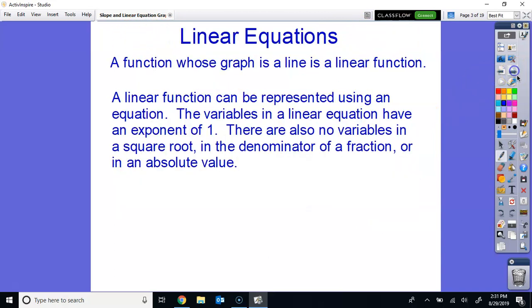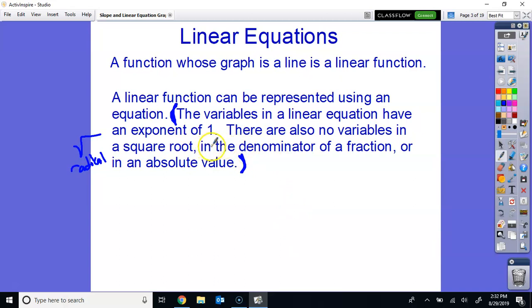Specifically, and if you want to copy this, you'll need to pause it because I'm not going to stay on this screen forever. Specifically, the variables in a linear equation are raised to the first power. They have an exponent of 1. There are also no variables inside a square root, which is actually called a radical. By the way, we'll get to that later in the year. That's called a radical function. It's not that it's not a function. It is a function. It's just not linear.